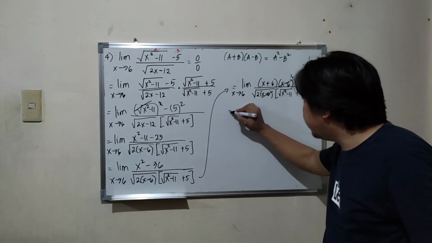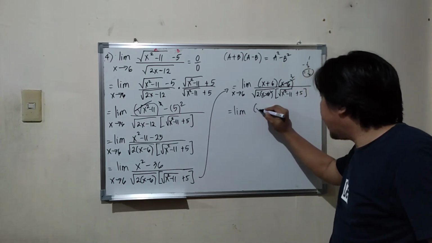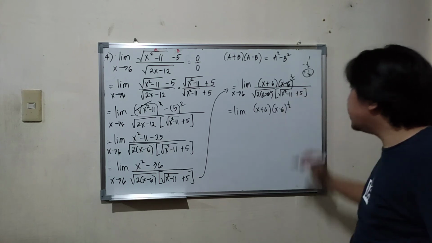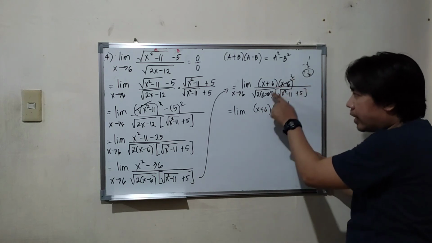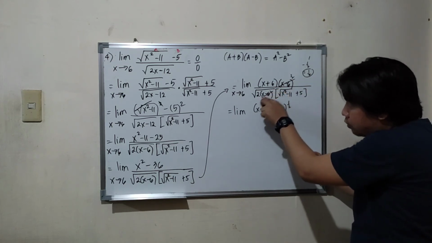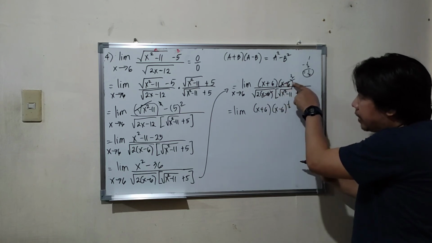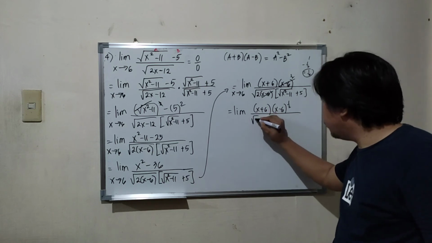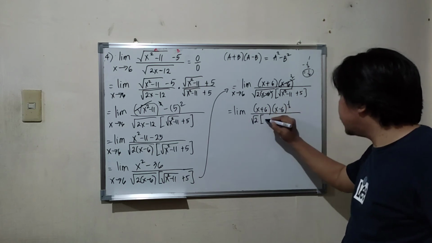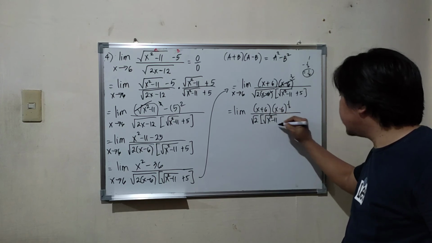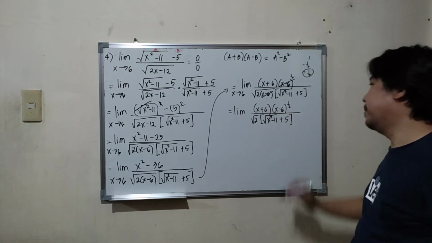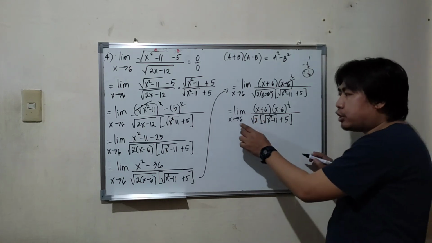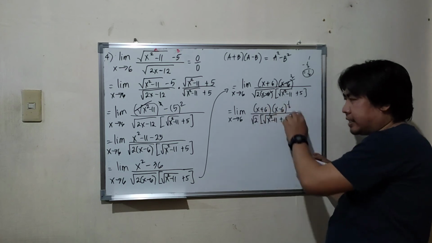Okay, so therefore we now have the limit of x plus 6 times x minus 6 raised to 1/2. So raised to 1, raised to 1/2. So cancel out the denominator. So we will have x minus 6 raised to 1/2 over square root of 2 times square root of x squared minus 11 plus 5. So now we can apply the limit x approaches 6. So we can now substitute 6 for every x. Okay, substitute 6 for every x.